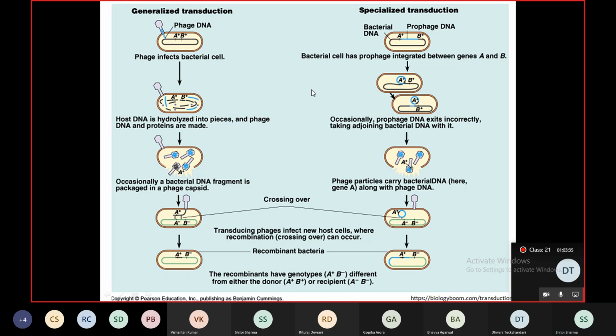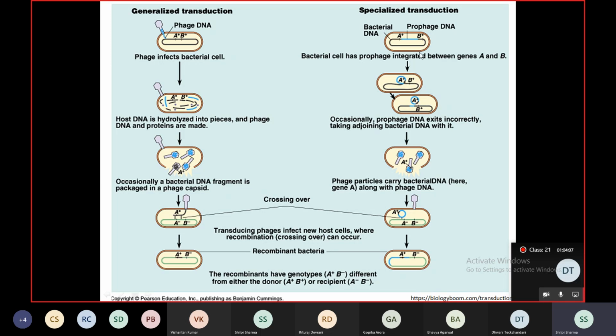On the contrary, specialized transduction is observed in the case of temperate phages. I just told you about temperate phages, those phages which can integrate into the genetic material of the host and can stay in that phase for a while. That is called a prophage. You will see that specialized transduction is only mediated by temperate phages, and what happens here? There is faulty excision of the prophage.